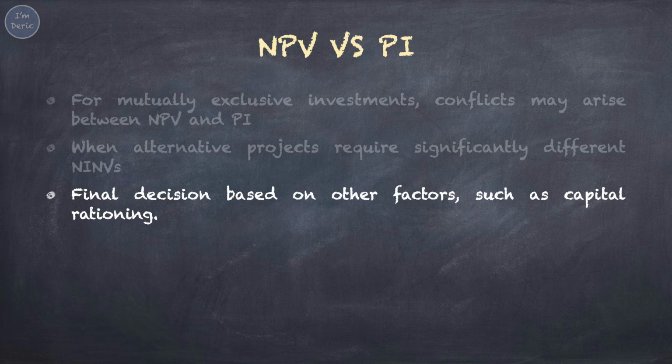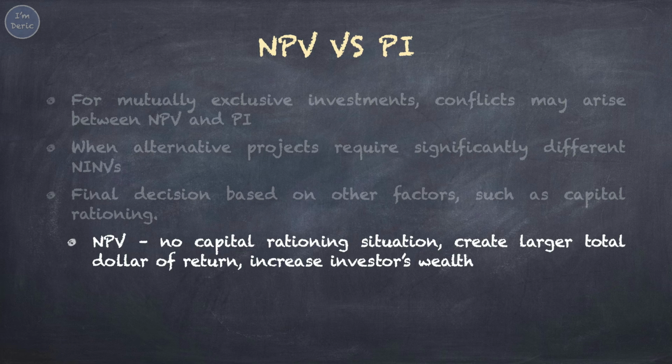Capital rationing occurs when a company has limited funds available for investments and cannot undertake all projects with positive NPVs or PIs due to budget constraints. In such cases, the choice between NPV and PI becomes crucial. When there is no capital rationing and funds are unlimited, NPV tends to be the preferred metric. This is because NPV focuses on the absolute dollar value of returns and helps increase the investor's wealth. The project with the highest NPV is chosen because it contributes the most to the company's overall financial value.